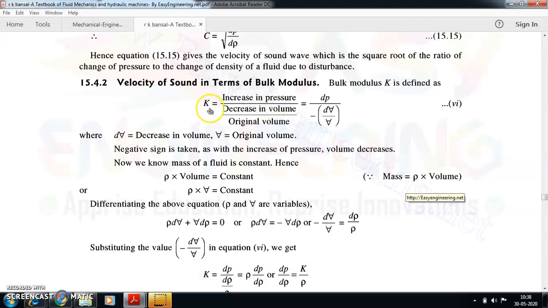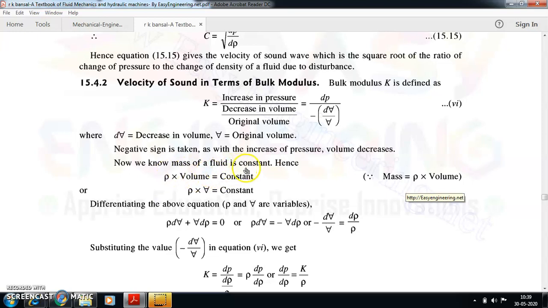We can write capital K, the bulk modulus, as the increase in pressure divided by the volumetric strain, which is the decrease in volume divided by the original volume. So if I take dP as the increase in pressure and minus dV by V as the decrease in volume to the original volume, then I can write K as dP divided by minus dV divided by V. Here the negative sign tells us that the volume is decreasing when the pressure is increasing. That is the obvious case: the volume will decrease when we press the liquid or increase the pressure.